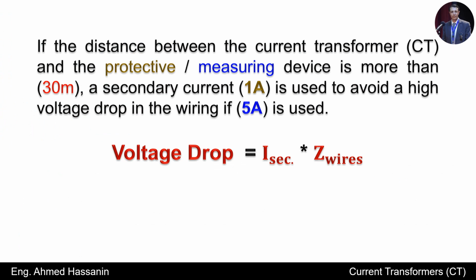Finally, if the distance between the current transformer and the measuring or protective devices is more than 30 meters, a secondary current 1 ampere is used to avoid a high voltage drop in the wiring if 5 amperes is used, according to the voltage drop equation.